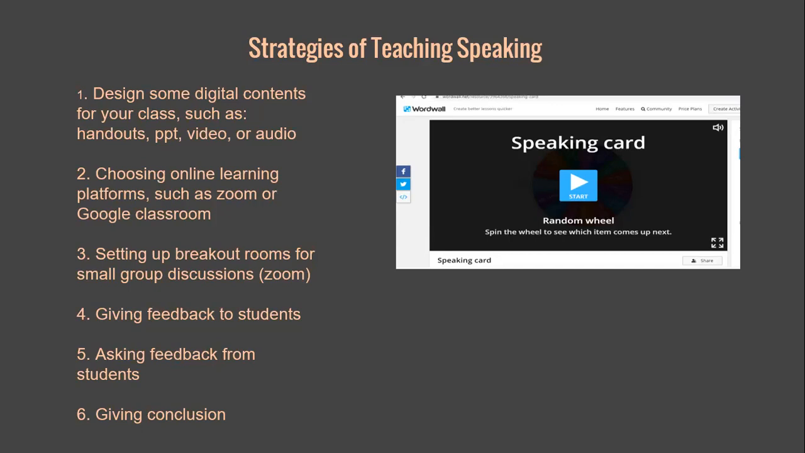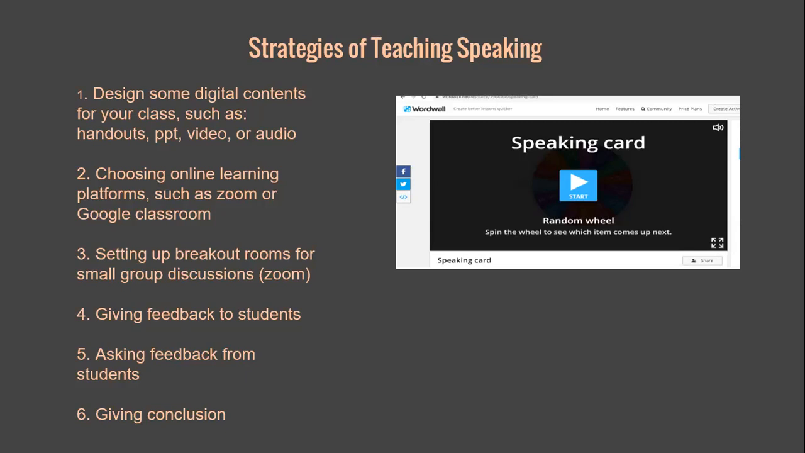And then choosing online learning platforms. I guess I have explained about this in the first explanation. And then setting up breakout rooms. On Zoom, there is another feature. It is called breakout rooms.